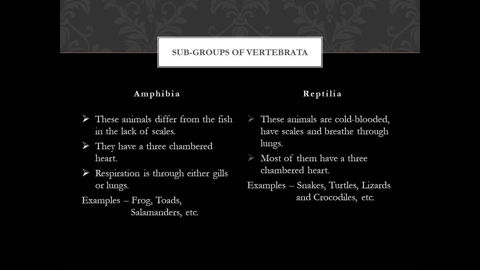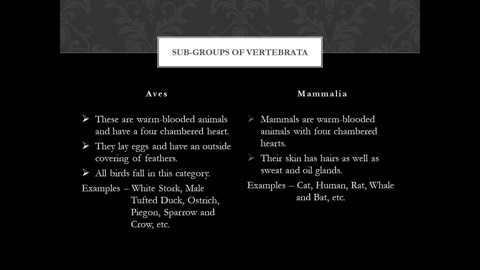Next is Reptilia. These animals are cold-blooded, have scales, and breathe through lungs. While most of them have a three-chambered heart, they lay eggs with tough coverings and do not need to lay their eggs in water. Snakes, turtles, lizards, and crocodiles fall in this category.